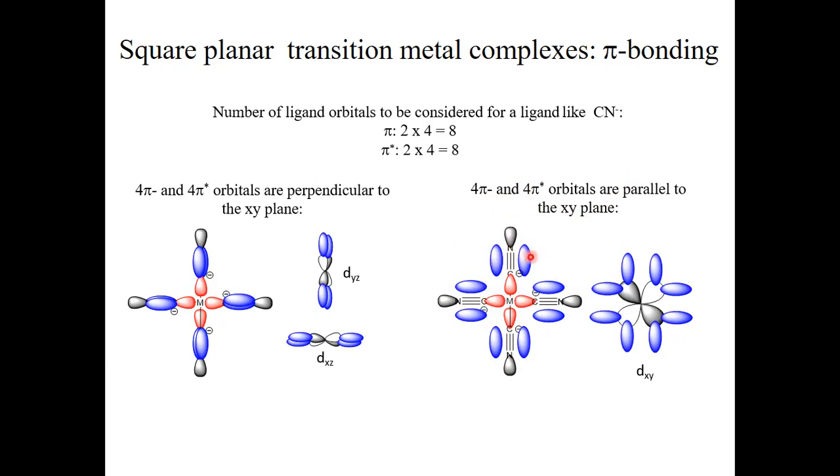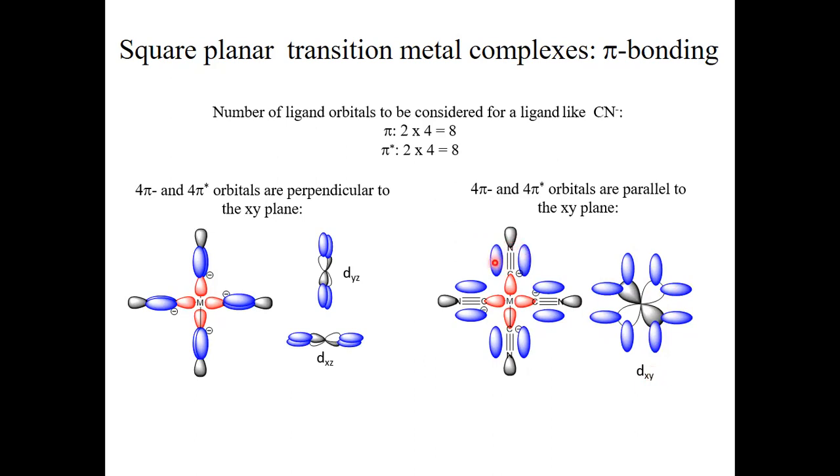What is shown again is the bonding pi orbitals, but of course there's also a set of anti-bonding pi star orbitals that lies in the xy plane. All right. So with which metal d orbitals will these orbitals interact? Well, they will interact with the dxy orbital as shown here.